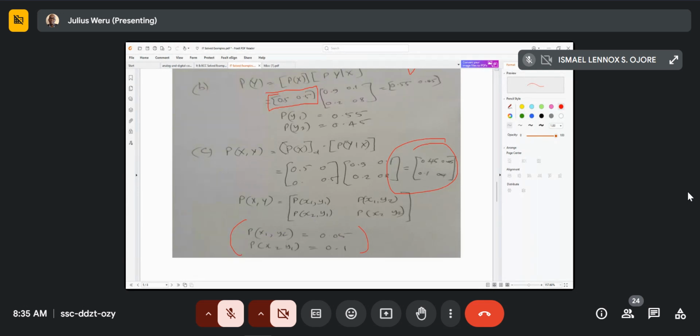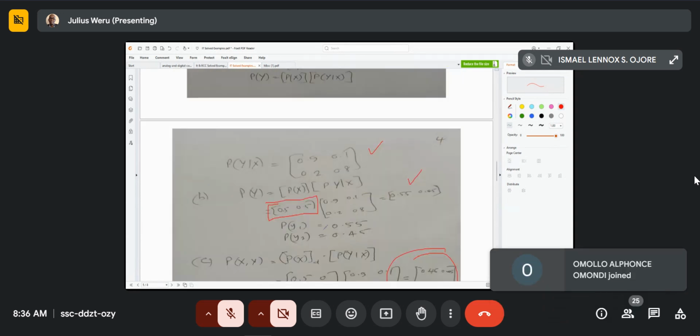We want P(x1, y2). P(x1, y2) is this one here. y2 is here, and x1 will be on this row. So P(x1, y2) and P(x2, y1), we want these two. That is the answer.